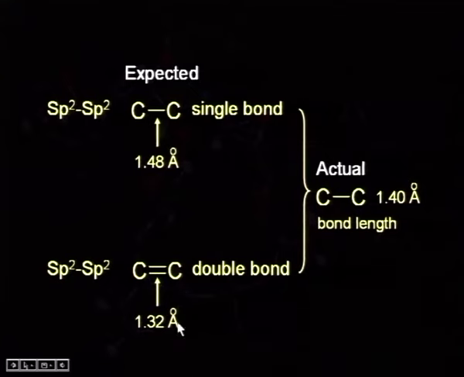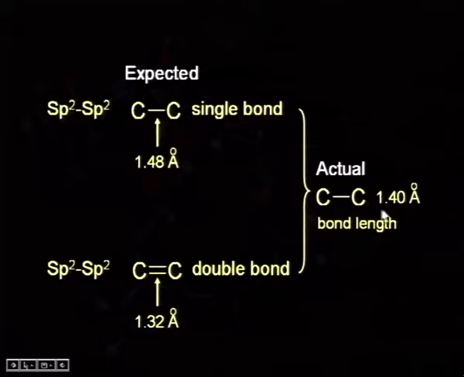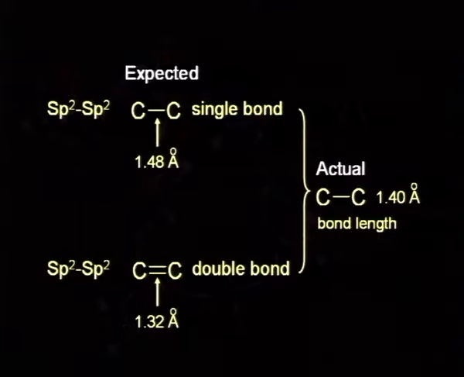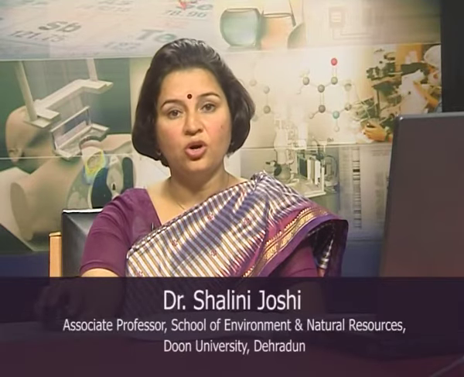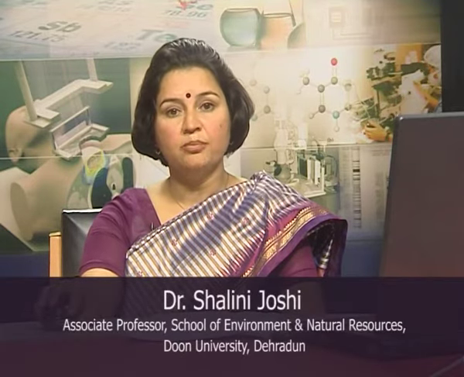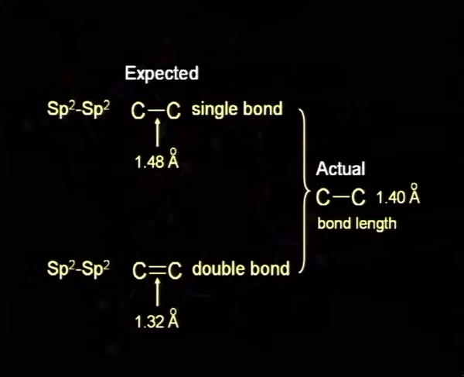But actually, in the case of benzene, what has been observed is that all the 6 carbon-carbon bond lengths are identical and the value is 1.40 angstrom. We can see that this value lies in between 1.48 and 1.32 angstrom. So, the bond is not strictly speaking a single bond or strictly speaking a double bond, but it is somewhere between these two. So, it is called partial double bond character.